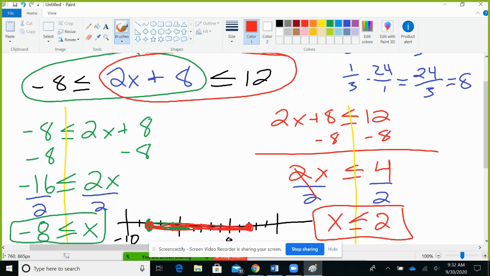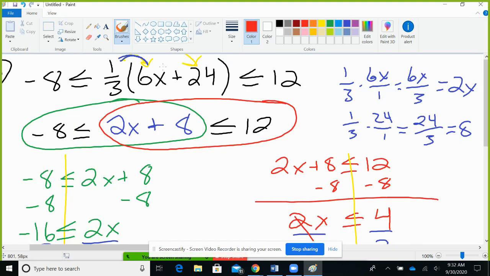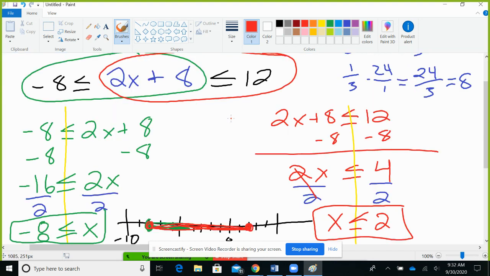My guess is the hardest part with this one was the initial distribution of the fraction. The two cruxes to this problem were initially distributing the 1/3 through the parentheses, and then making sure that you split it into two equations. I'm sorry, two inequalities.